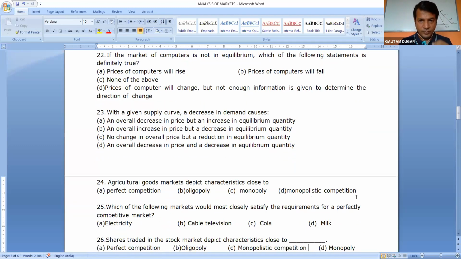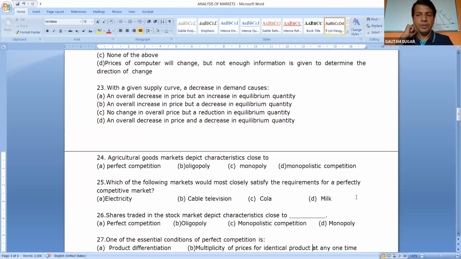23. With a given supply curve. Given supply curve means what? Supply curve is constant. Decrease in demand. For these answers, you should know the diagram. That's more important. Like the demand curve and the supply curve. What options are they given? With the given supply curve, so supply curve is fixed. Decrease in demand means demand shifts to the left.